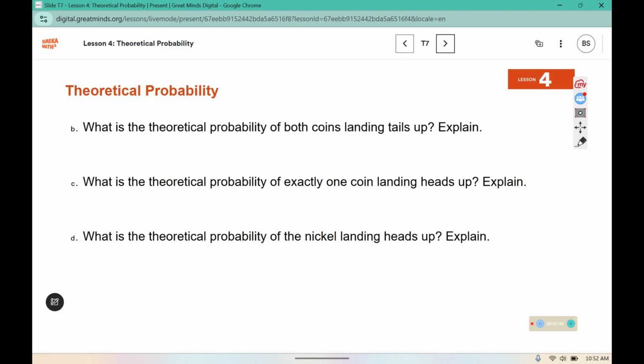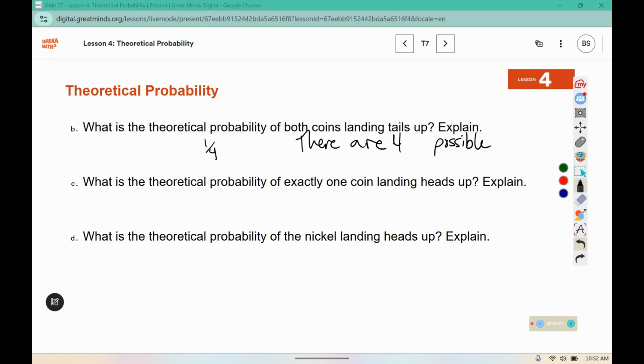What is the theoretical probability of both coins landing tails up? Well, TT happened 1 out of the 4 possible outcomes. What is the theoretical probability of exactly 1 coin landing heads up? There were 2 out of the 4 that had only 1 head.